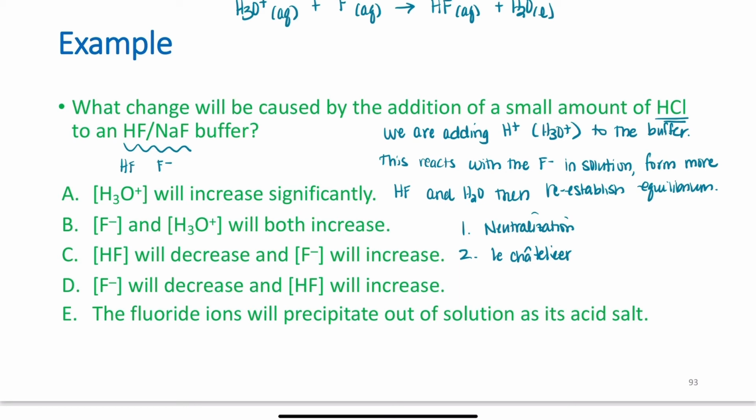So, which change will be caused? Will the H3O plus concentration increase significantly? No, it won't, because this reacts with F minus in solution. Will the F minus and H3O plus concentrations both increase? No, they react with each other. They react to neutralize.